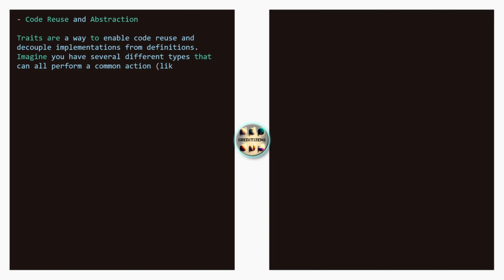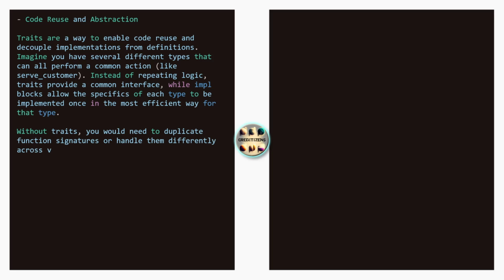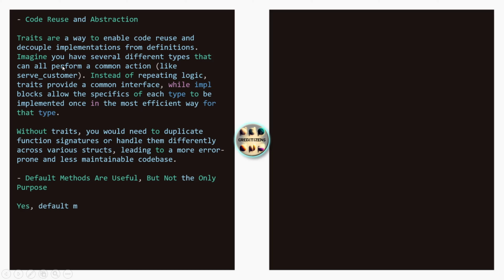Code reuse. So that's another point, an abstraction. It's the consequence of it. Traits are a way to enable code reuse and decouple implementations from definitions. Imagine you have several different types that can all perform a common action, like serve customer. Instead of repeating the logic, traits provide a common interface, while the implementation block allows the specifics of each type to be implemented once in the most efficient way for the type. So here you understand that you can get this code reuse abstracted away, and that you can implement those and follow the signature.